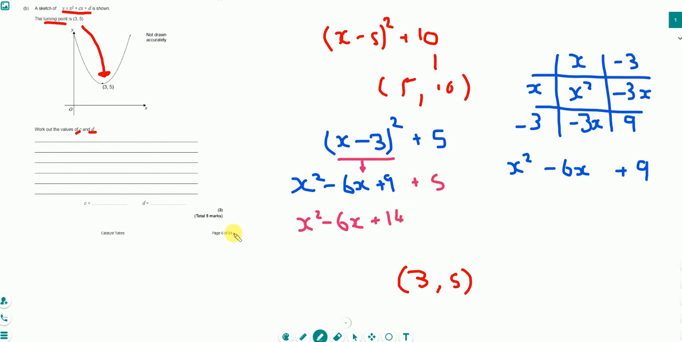So now, coming back to the question, it wants the value for c. Let's underline it in pink. Here's my value for c: that's the number after my x squared, my coefficient of x, call it what you want, and it is minus 6. D is the number at the end there, and that would be 14.